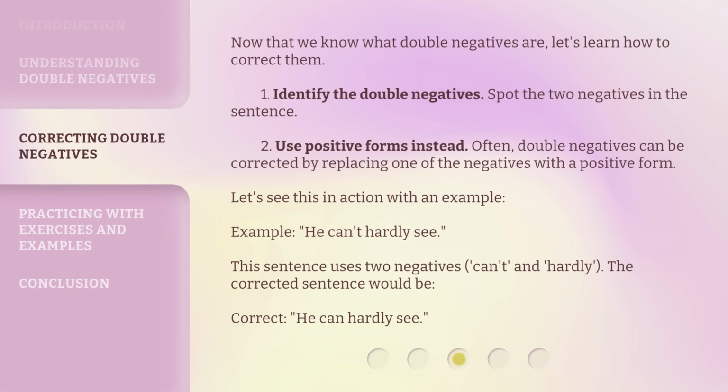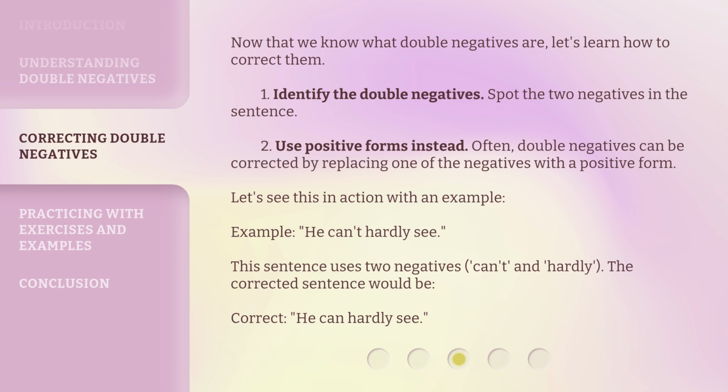Now that we know what double negatives are, let's learn how to correct them. 1. Identify the double negatives. Spot the two negatives in the sentence. 2. Use positive forms instead. Often, double negatives can be corrected by replacing one of the negatives with a positive form.